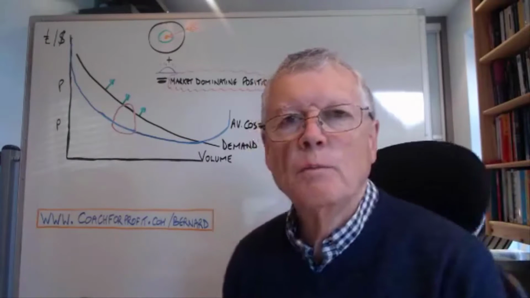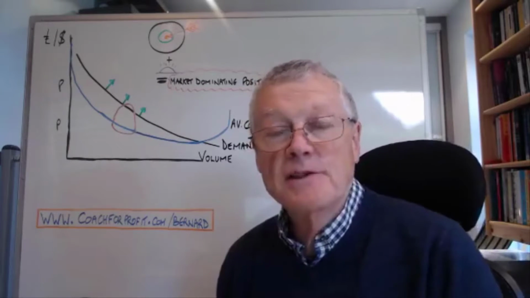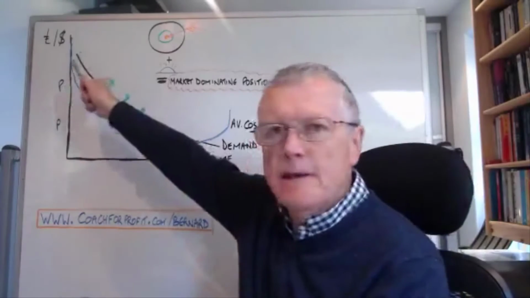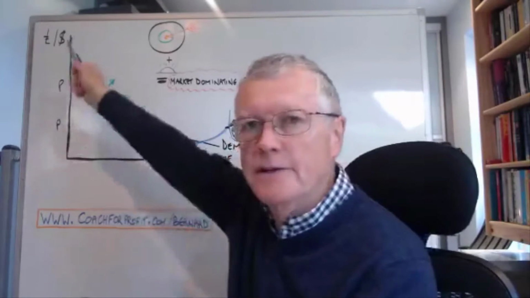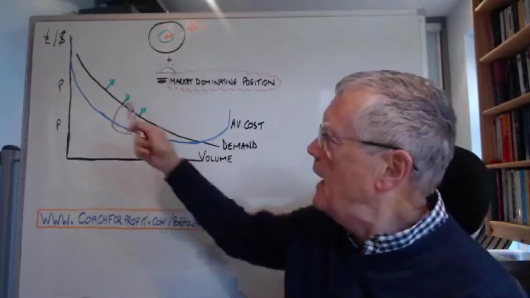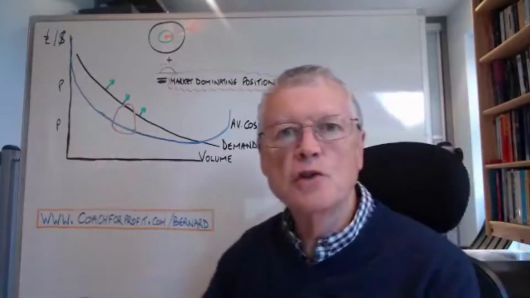Now, why do you need a market dominating position and how do you actually develop one? Well, I'll try and explain. What I'm showing here is pounds, dollars, euros going on this axis, and this is volume of sales here. Basically, the blue line represents your average cost.